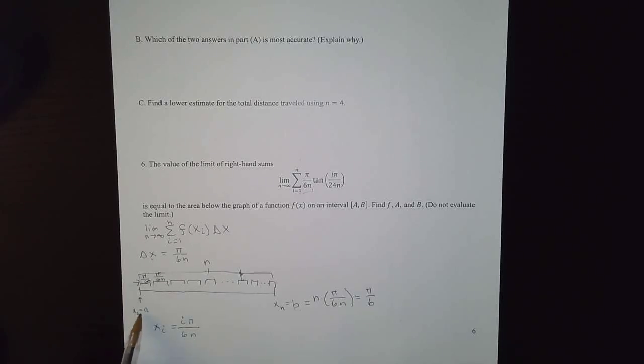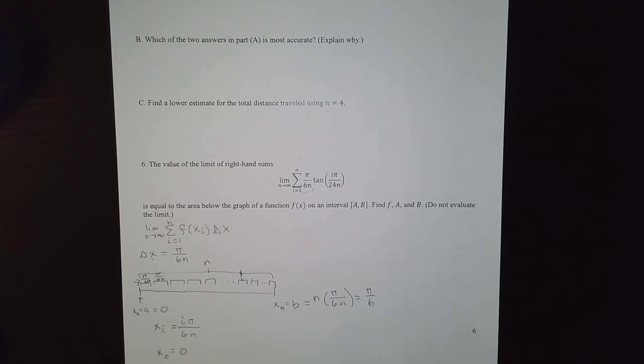Well, in order to find x sub 0, we need to use this rule that there's some number in here, some x sub i, such that it's equal to i pi divided by 6n. Well, this would imply that x sub 0 equals 0 pi divided by 6n, or just 0. So our a is 0, and our b is pi divided by 6.